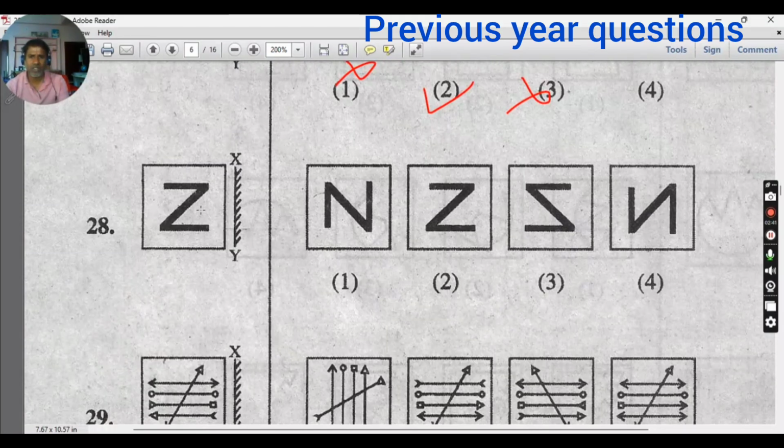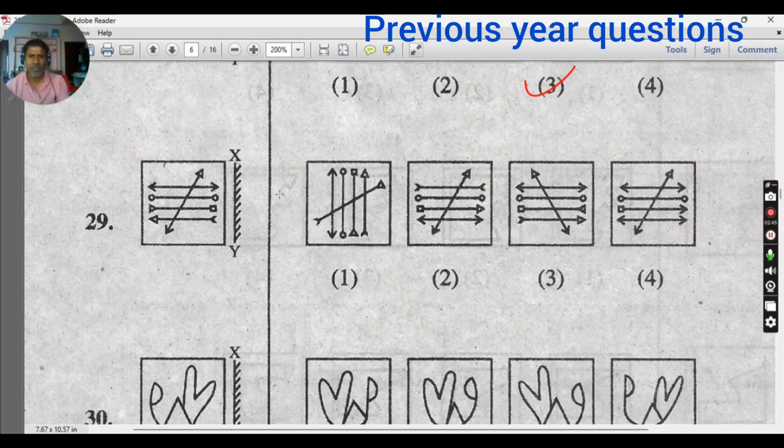Next, Z should be seen as the reverse of Z, so this is the correct answer. Next, you see a left slanting arrow; a right slanting arrow has to be there, so this is wrong, this is wrong. This right slanting arrow part, you see in the upper part both are arrows, here both are arrows. Here both are circles.